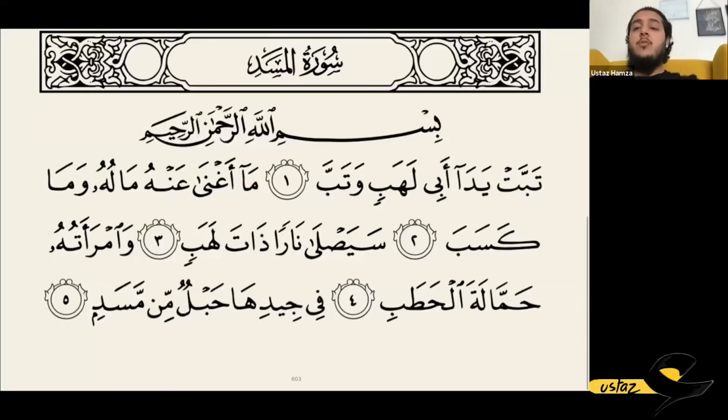We'll read this surah. And again, if you can observe the way I'm reciting this surah, you don't need to learn Tajweed. You don't need to learn anything else. Simply by copycatting the way I'm reciting, it would be sufficient.